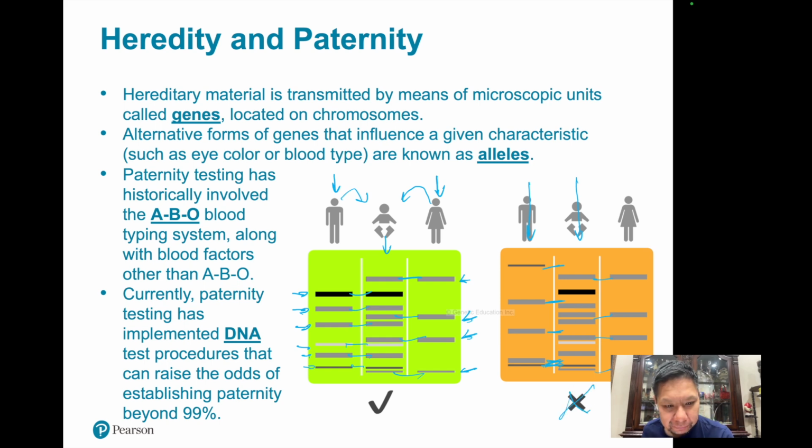So if you were watching Maury Povich, you'd be like, you are not the father of this baby, right? So that's how we can use alleles and paternity and heredity to figure out the father of a child, right? We'll go through this in a lot more detail in forensic biology, but this is just a very simplified example.